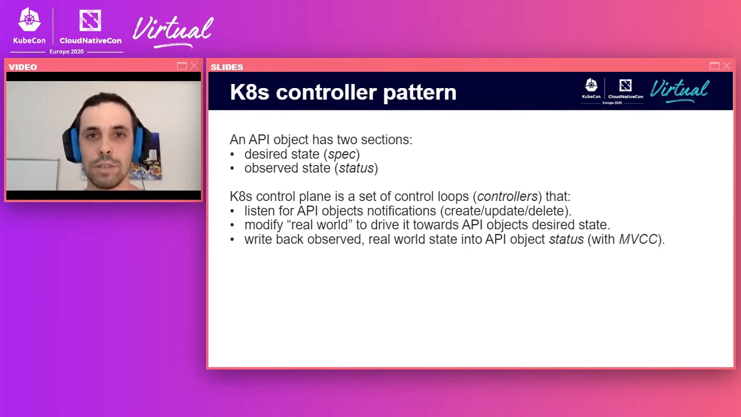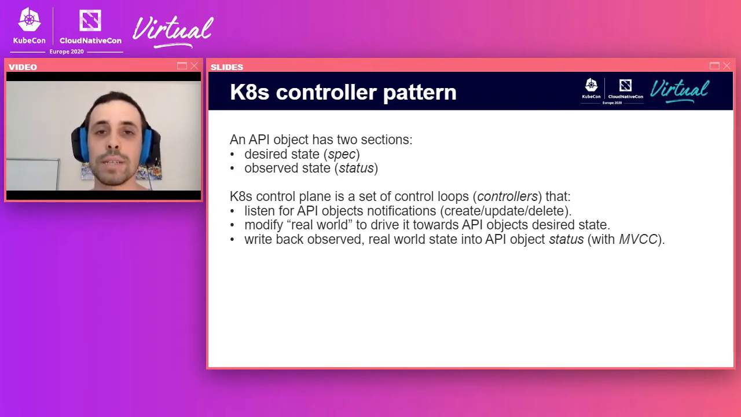So, next introductory topic, the Kubernetes controller pattern. In Kubernetes, we have API objects, and API objects have two sections, the spec that describes the desired state of the API object, and the status, which is a report on the observed state. And the Kubernetes control plane consists of a series of control loops or controllers, as they're called, that constantly listen for notifications on API objects and react to them by asynchronously processing the API objects.